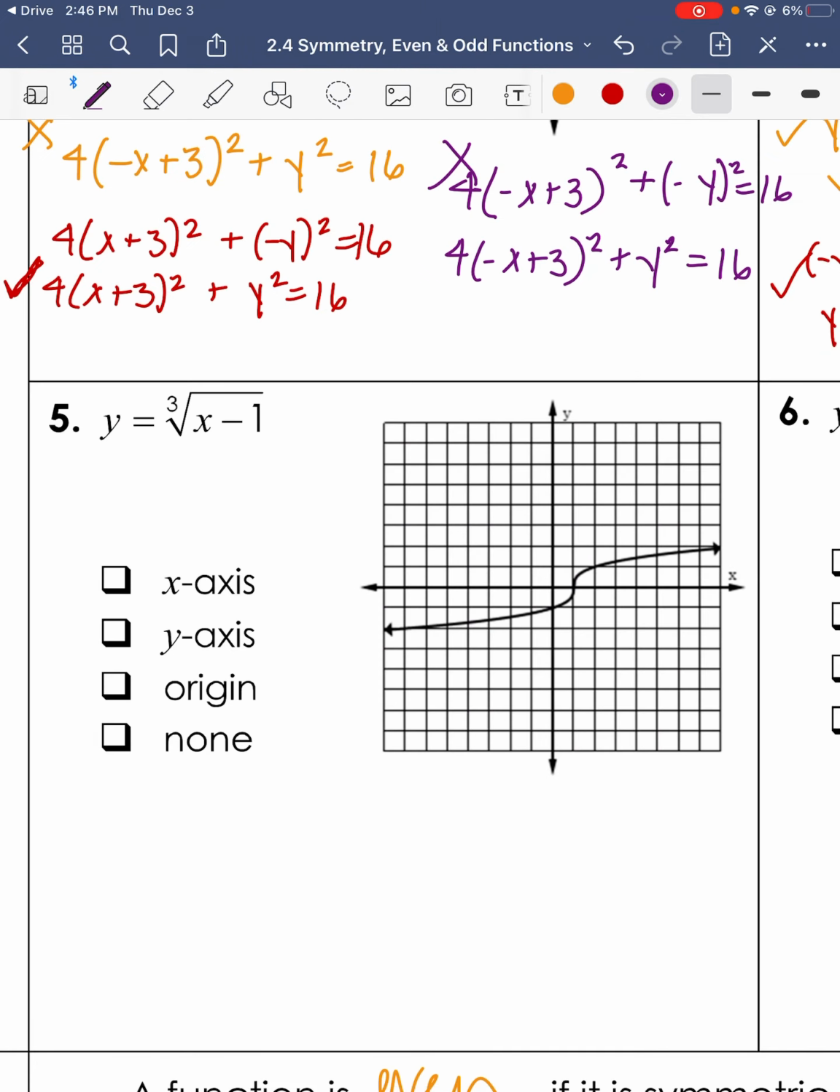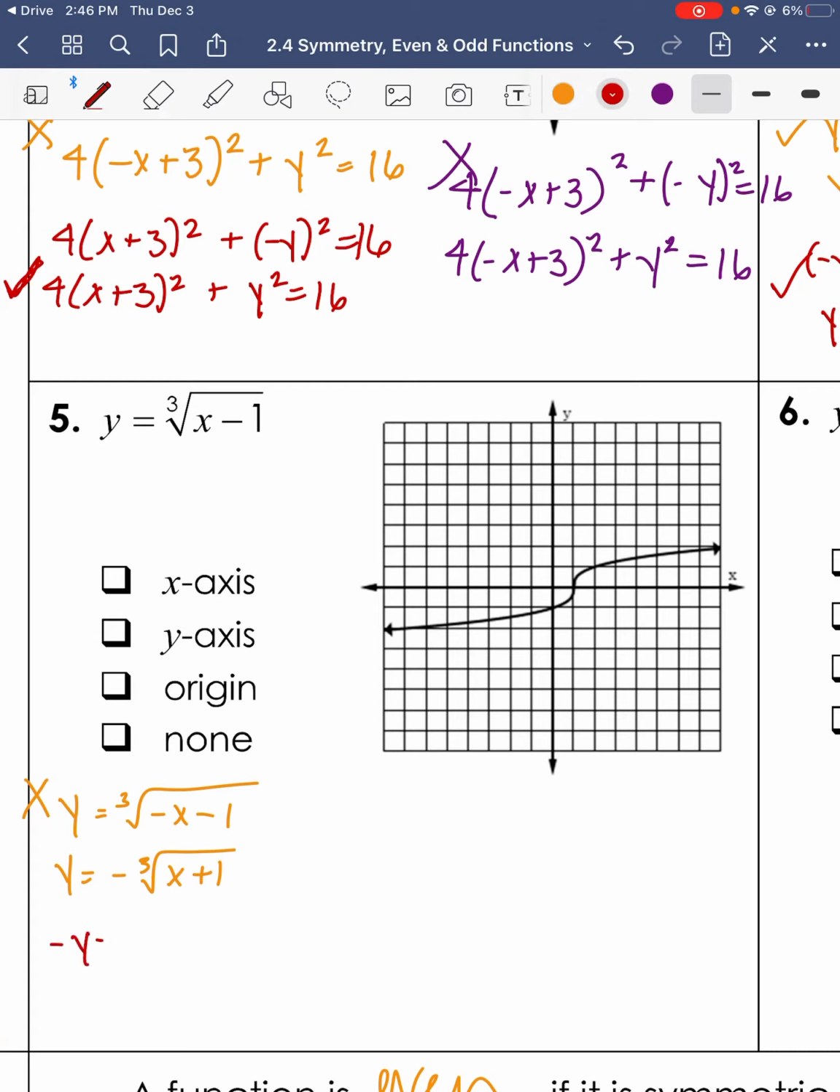So number 5, let's check about the y-axis. So we'll replace x with negative x. y is equal to the cube root of negative x minus 1. Well, sorry, this is the cube root. So we could pull out a negative from there, and we get negative cube root of x plus 1. Not the same as the original, so no symmetry about the y-axis there.